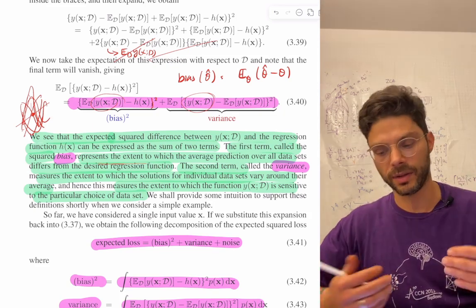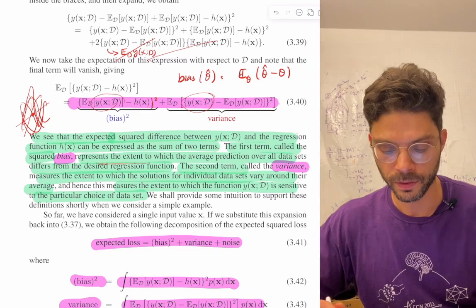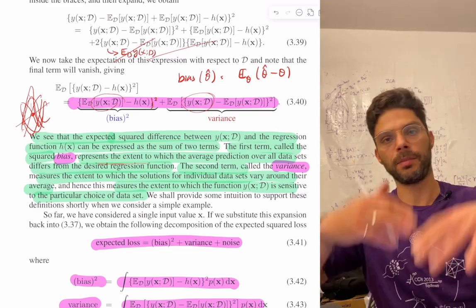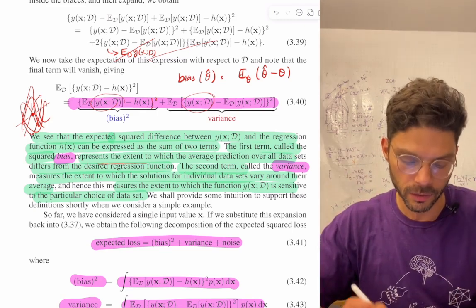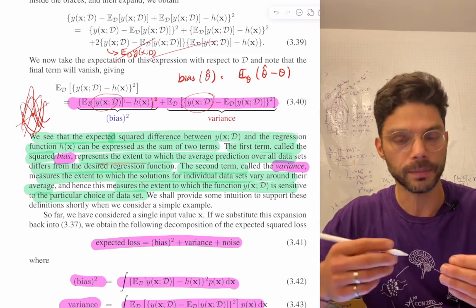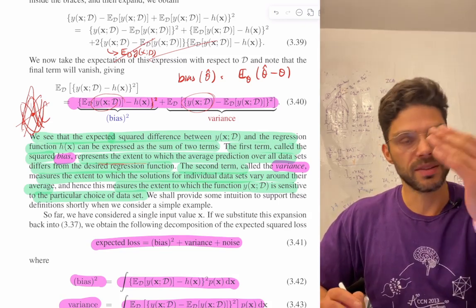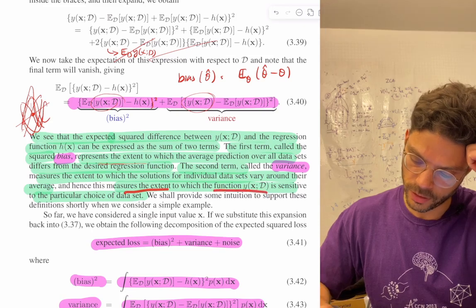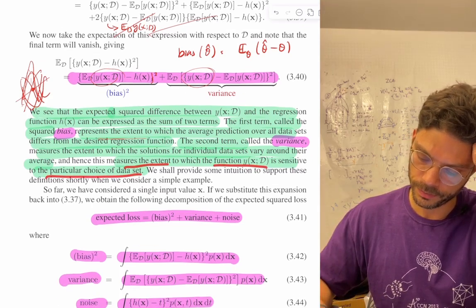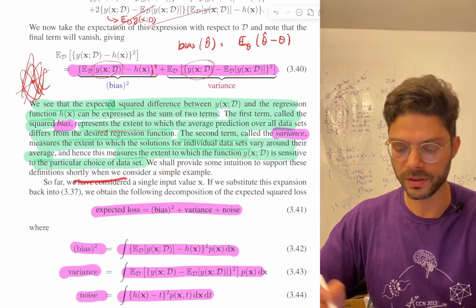And so if the estimate is too flexible for the data that we have, like that polynomial, you can imagine that polynomial is going to swing wildly for different data sets at a given point. Whereas a simpler polynomial wouldn't. It measures the extent to which the function is sensitive to the particular choice of data set. So that was the variance term. We shall provide some intuition to support these definitions shortly when we consider a simple example.